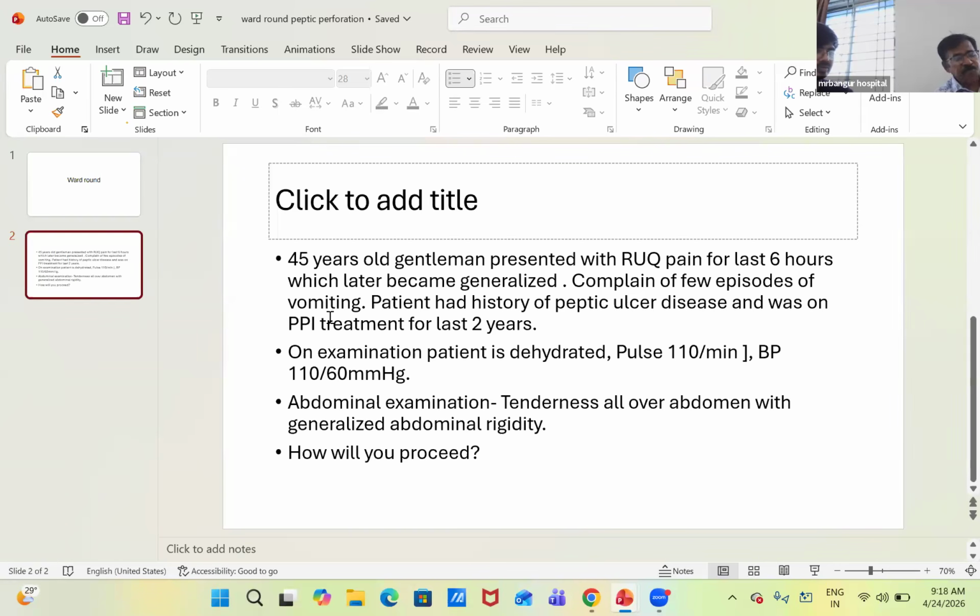Second is, in addition to this leak coming to the drain, the patient complains of pain abdomen which is aggravating. The patient is having pain again, which has become generalized. You examine the abdomen, and the patient has got rigidity all over the abdomen. That means this leak is coming to the drain, and also there is an intraperitoneal collection. Is the management the same for these two patients?